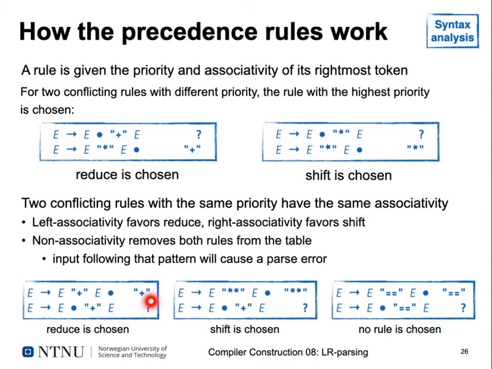So in the left example here, we would choose reduce. In this example here, using the power operator, we would choose shift. And in the right example here, because of the non-associativity, we would choose no rule, because we wouldn't know what to do, and we would output an error message.